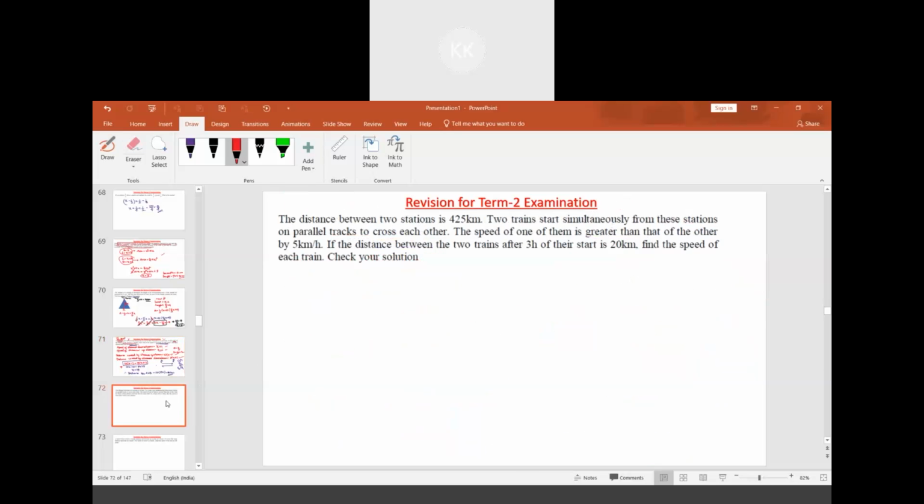Look at this next question. The distance between two stations is 425 kilometers. Two trains start simultaneously from these stations on parallel tracks to cross each other. One of them is moving at a speed greater than the other by 5 km per hour. If the distance between the two trains after 3 hours of their start is 20 km, find the speed of each train.